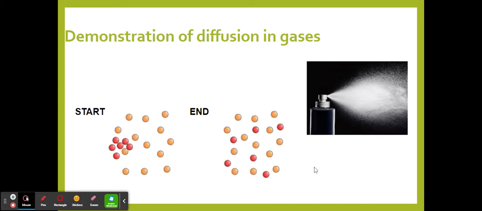This is the process of diffusion. By definition, diffusion is the spreading out of particles from an area of high to an area of low concentration in a fluid. So this is the perfume spreading out through the room.